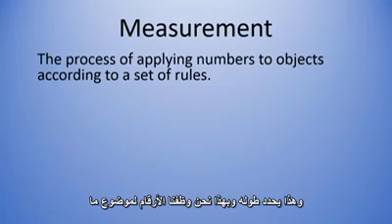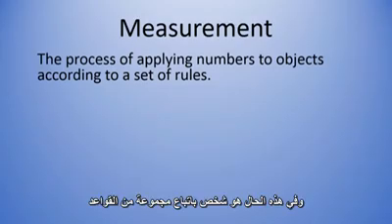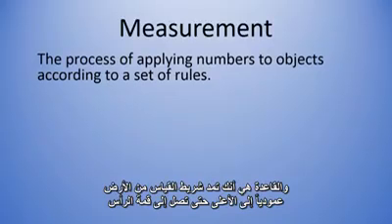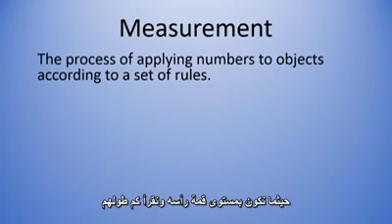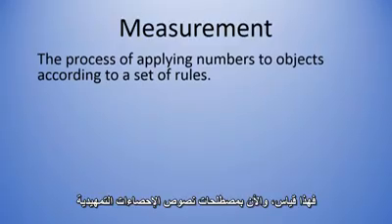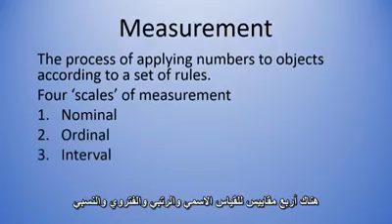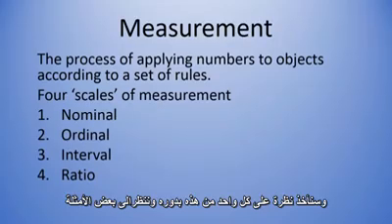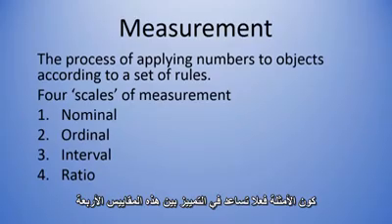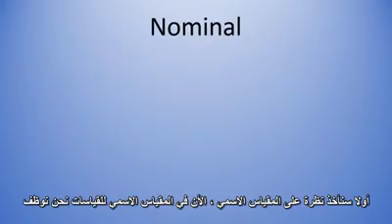So we applied numbers to an object, in this case a person, according to a set of rules. The rule is you extend the tape measure from the ground vertically up until it reaches the top of their head, where we're level at the top of the head, and we read off how tall they are. So that's measurement. Now, in introductory statistics textbooks, there are 4 scales of measurement: nominal, ordinal, interval, and ratio. We'll take a look at each of these in turn, along with some examples, as the examples really help to differentiate between these 4 scales. First, we'll take a look at nominal.